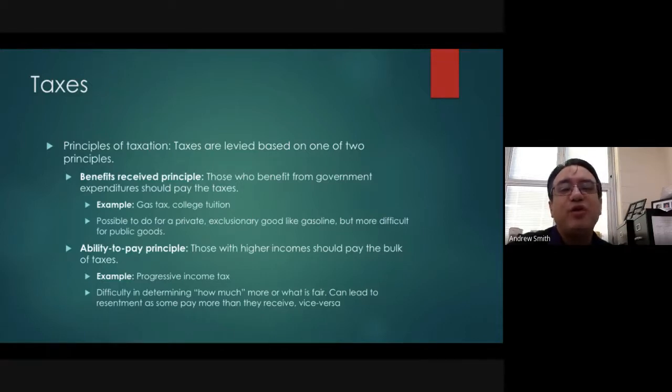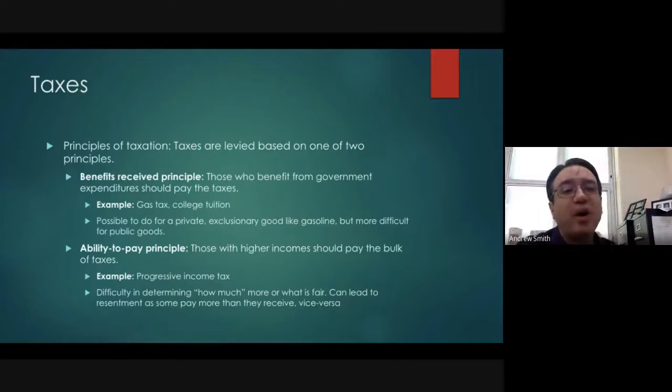It's more difficult to establish, say, a tax for using the library or using a public park where there is free entry. As a result, those generally are funded by other types of taxes. So benefit principle taxation includes things like gas taxes and college tuition, where those who are benefiting from the service are the ones paying for it. An entrance fee to a state park that has barriers at the entrances and requires you to pay to use the park is another example of a benefits received principle tax.